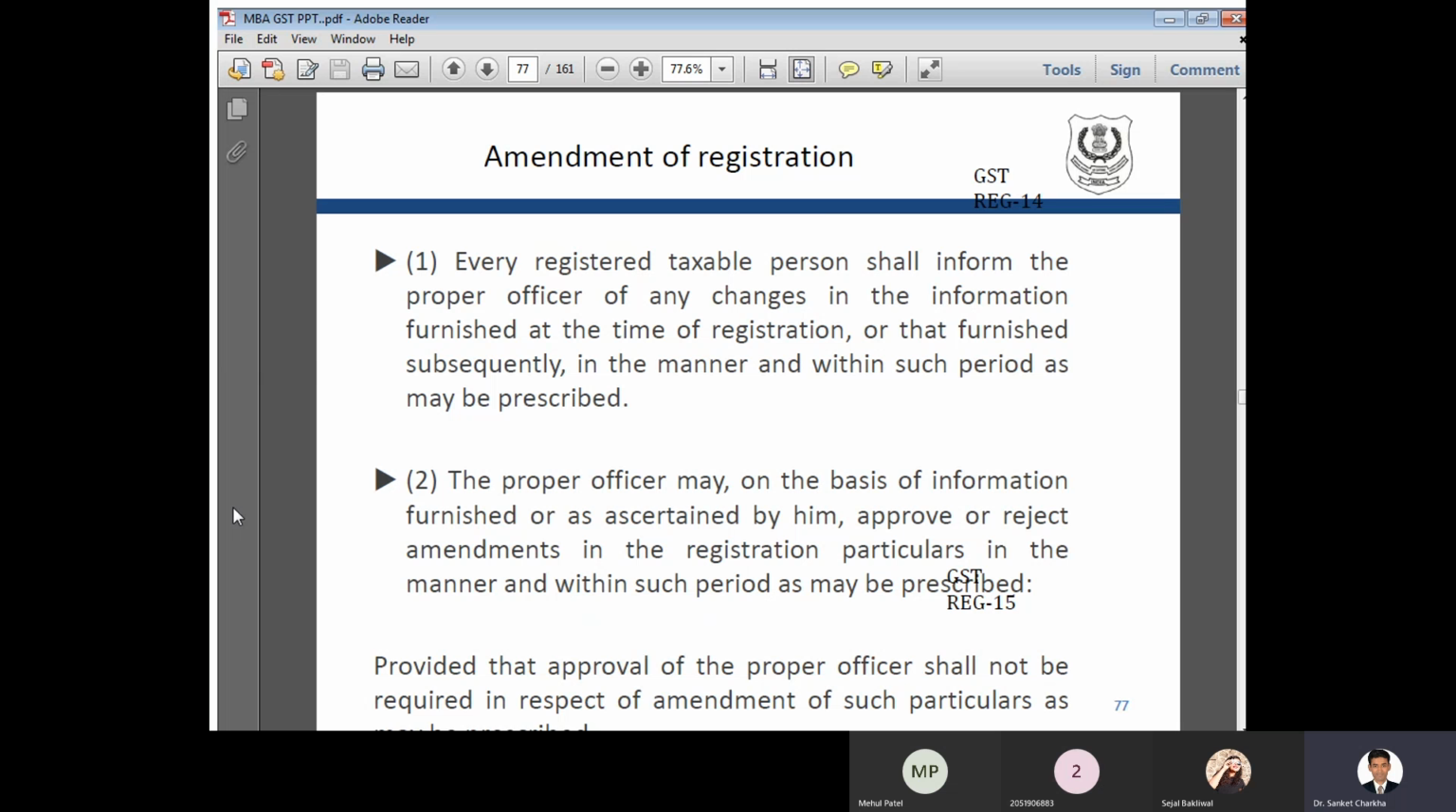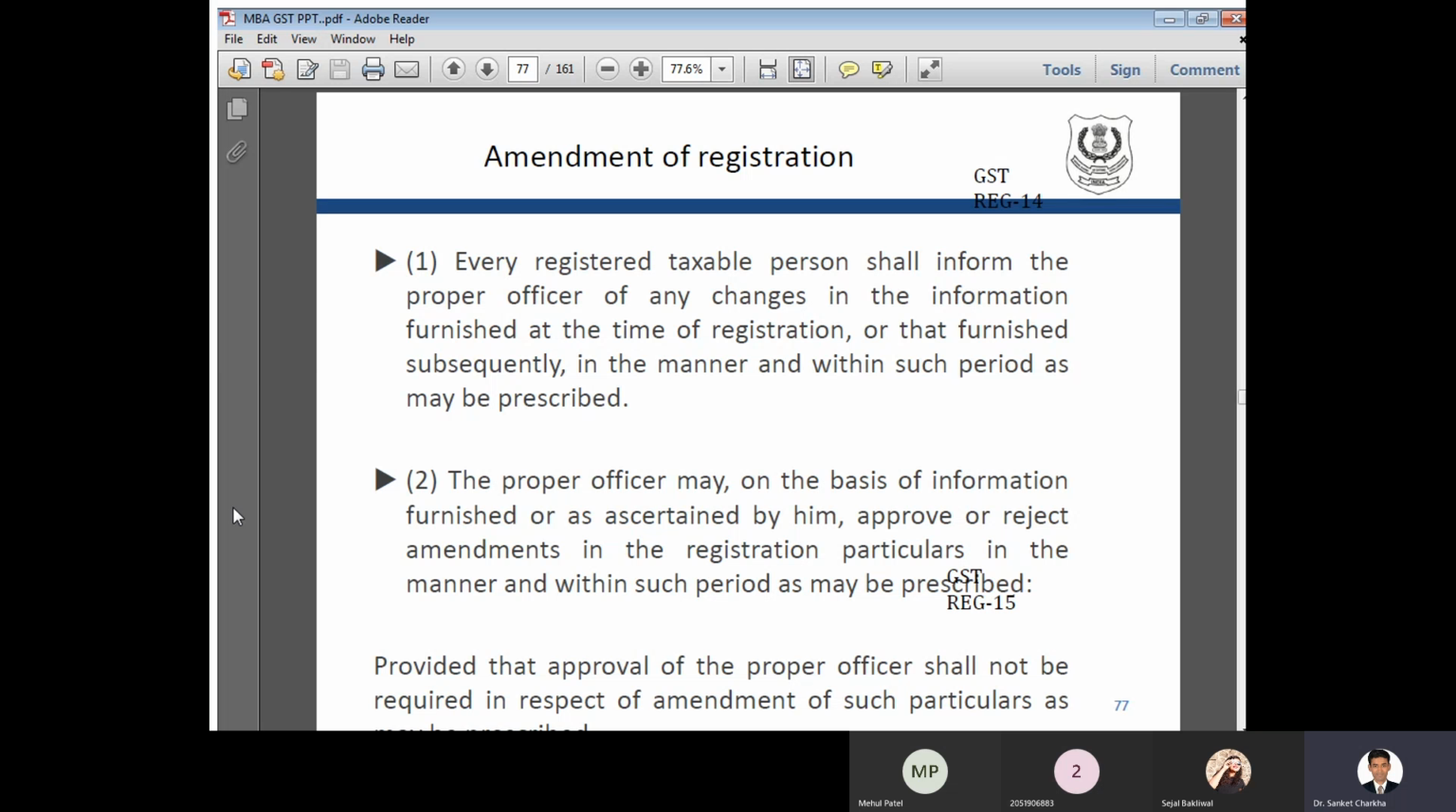Amendment of registration. Every registered taxable person shall inform the proper officer of any changes in the information furnished at the time of registration or that furnished subsequently, in the manner and within such period as may be prescribed. So if you want to amend any contents or parts in the registration format, then you have to apply with the respective authorities and see that the changes or the amendments have been done accordingly.